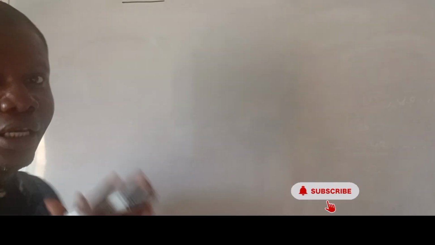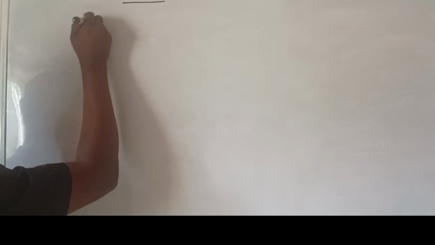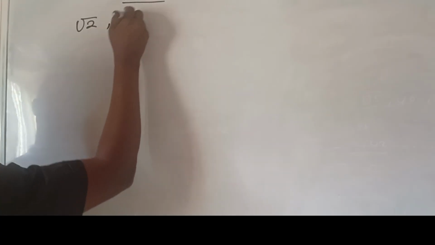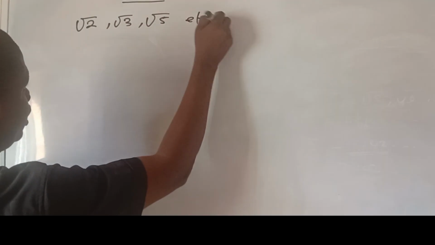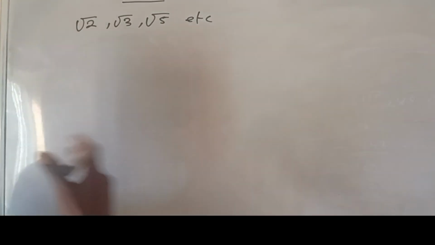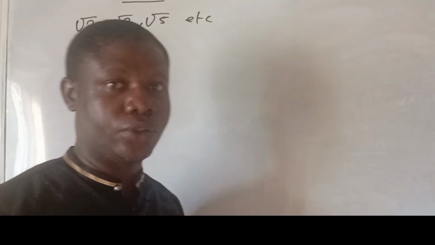We'll be looking at surd. When we talk about surd, we are talking about the root of rational numbers that cannot be expressed as an exact fraction. Examples of surds are the square root of 2, the square root of 3, the square root of 5, and so on. These numbers cannot be expressed as exact fractions.